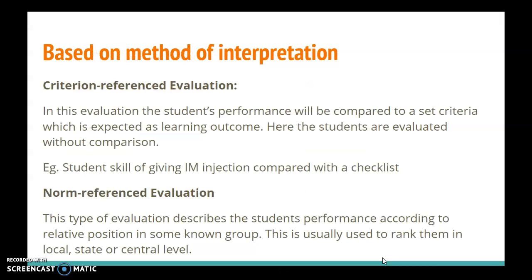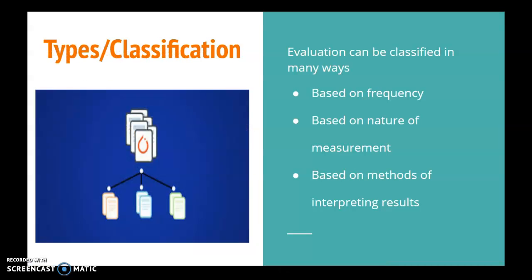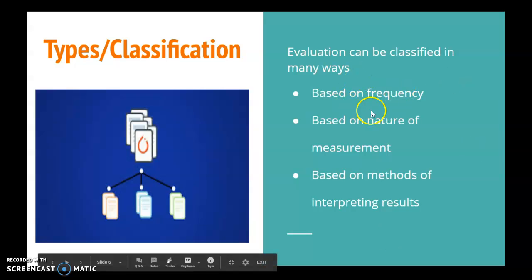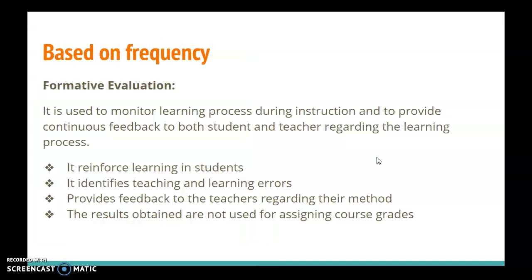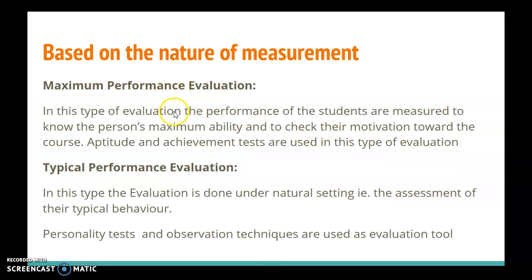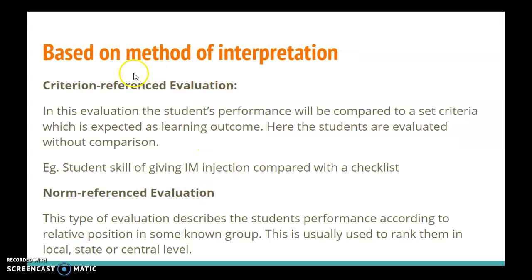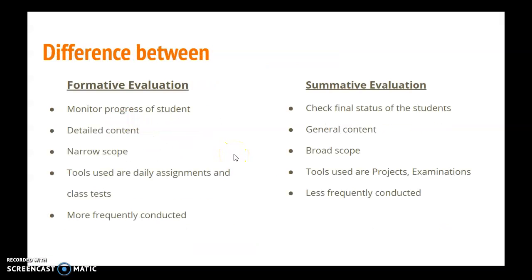So these are all the different types of evaluation methods. Based on the frequency, we say it as formative and summative. Based on the nature of measurement, it is said as maximum performance and typical performance, and based on the interpretation we classify it as criterion referenced and norm referenced evaluation.